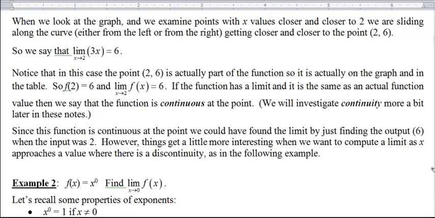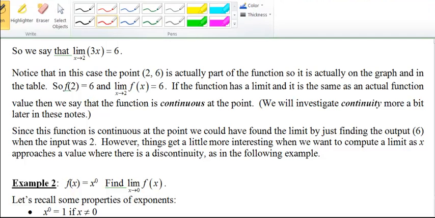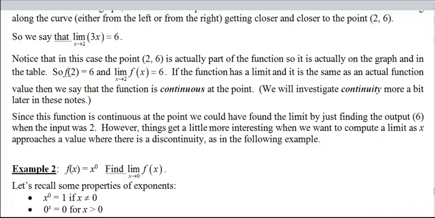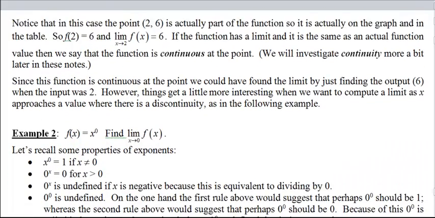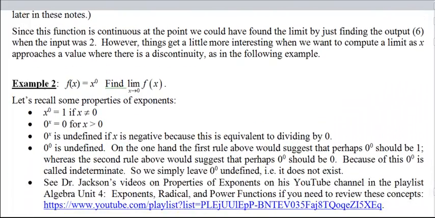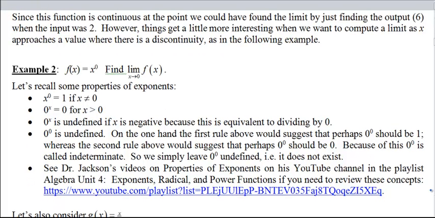Now in this case, since it was continuous, we could have just found the limit by plugging in 2 in the formula and seeing that the output is 6. Let's look at another example that's maybe a bit more interesting, because this one has a discontinuity where we want to look. Now let's first look at this one here. For example 2, f of x equals x to the 0 power. Find the limit as x approaches 0 of f of x.